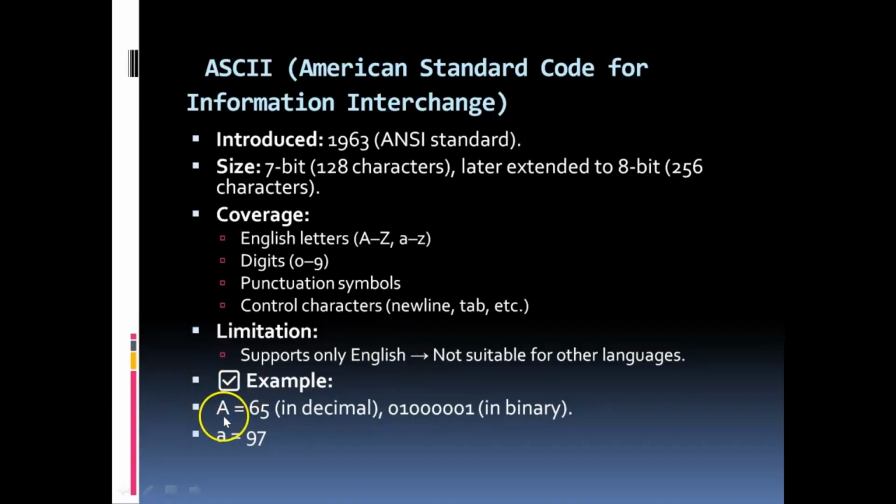You see the example: uppercase A has the value 65 in decimal, and you can see here how it is converted to your binary value. This conversion is there in your previous video on binary logic. For lowercase it is 97. So each character has different values.